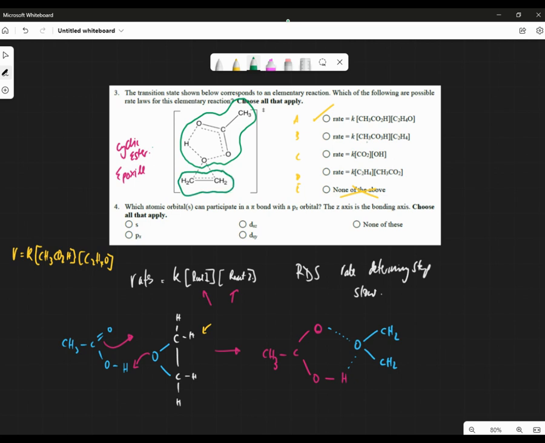So this is CH3CO3H now and C2H4. So this is possible as well. We could split them up like this. So the rate would be equal to k times CH3CO3H and C2H4. So this one's possible as well.